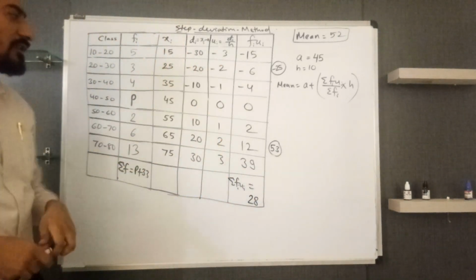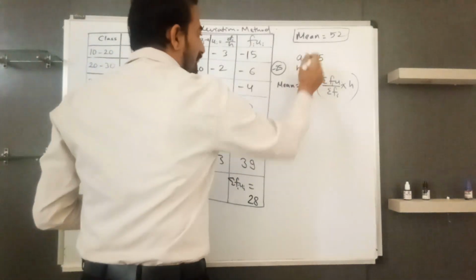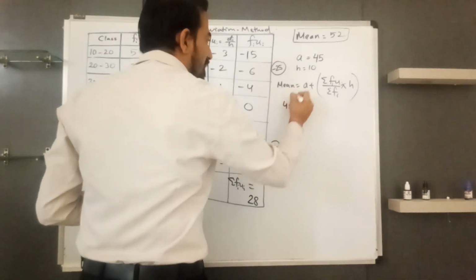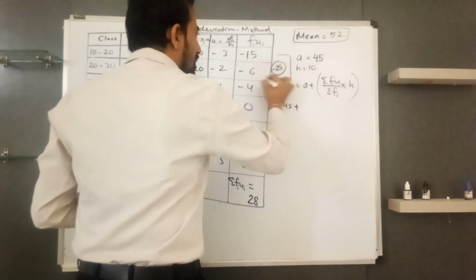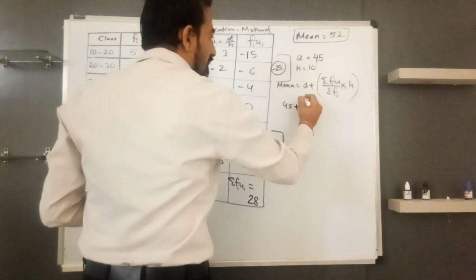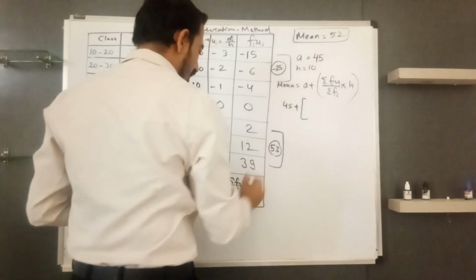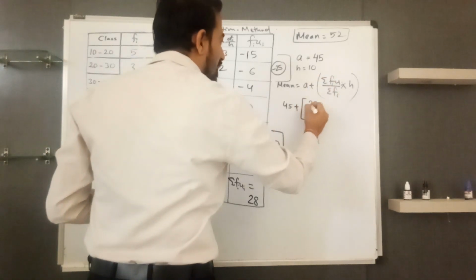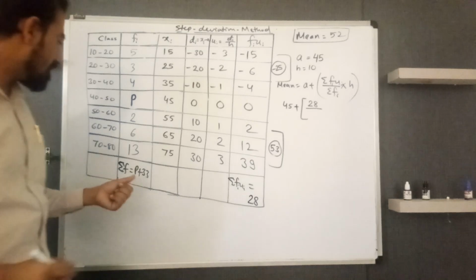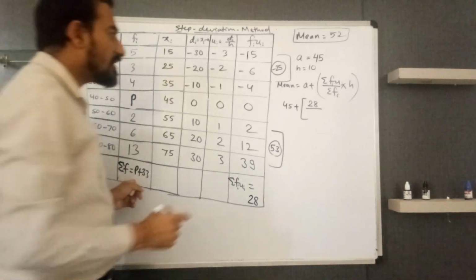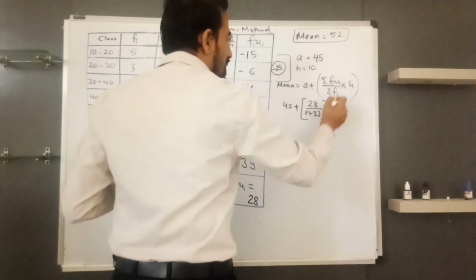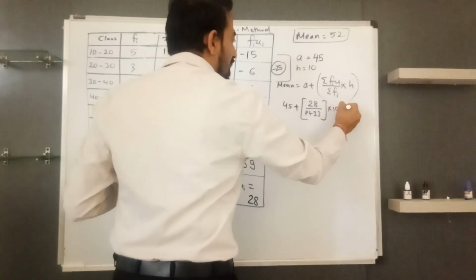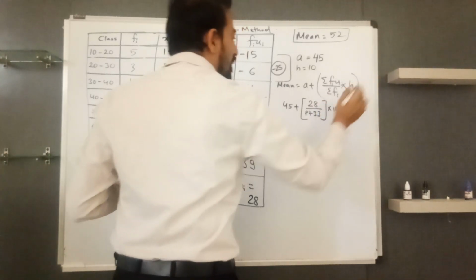Now follow the formula. A we have 45. Just try to understand. Plus sigma fu, so sigma fu we have 28, divided by sigma f. So sigma f we have p plus 33. h we have 10, is equal to 52.